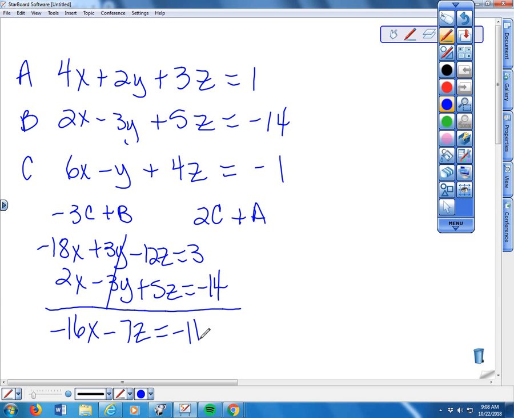With me? Okay, so now I have 1 equation with 2 unknowns. I need to have 2 equations with 2 unknowns, so that's what I'm going to do over here. This was my plan up front. I'm going to move this over.